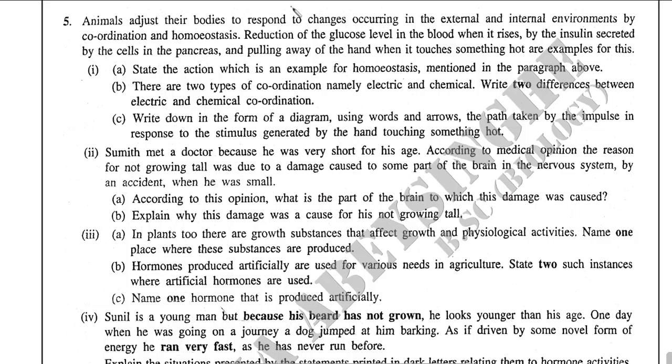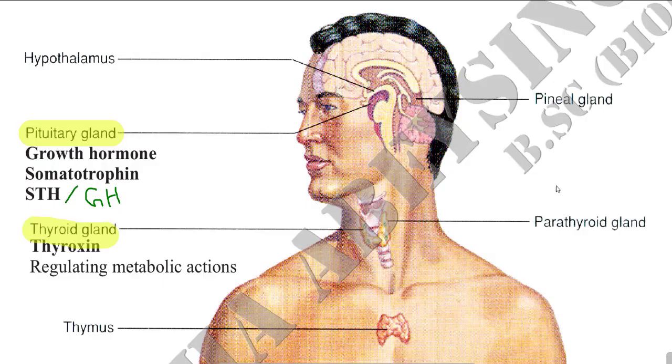Because the growth hormone is secreted by the pituitary gland. I show you right now. You can see the pituitary gland here. The growth hormone, somatotropin. This part is called the pituitary gland. The pituitary gland has got damaged. Another name for the growth hormone is somatotropin, or STH. STH means the somatotropin hormone, or growth hormone GH.